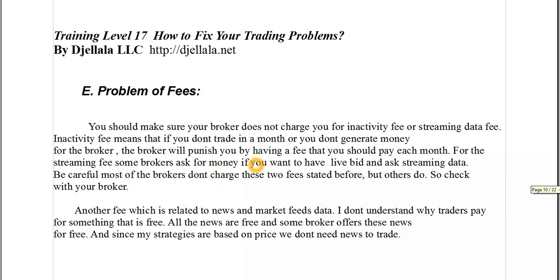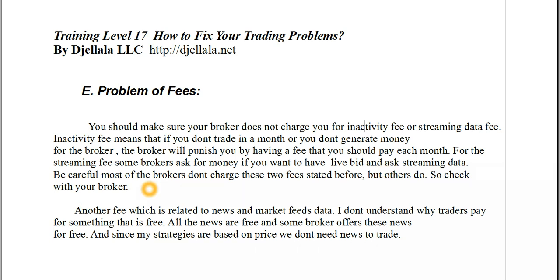I say here the broker will punish you with a fee that you should pay each month. For the streaming fee, some brokers ask for money if you want to have live bid and ask streaming data. Normally you should have them without paying, but some brokers want to take some money from you one way or another. If you have this broker, he will take money because he has the account, and you can't stop him from taking this money because you agreed to the terms that he has.